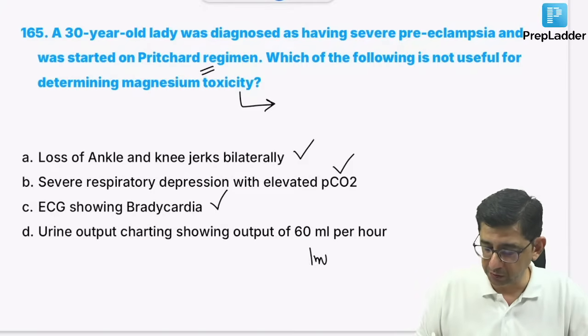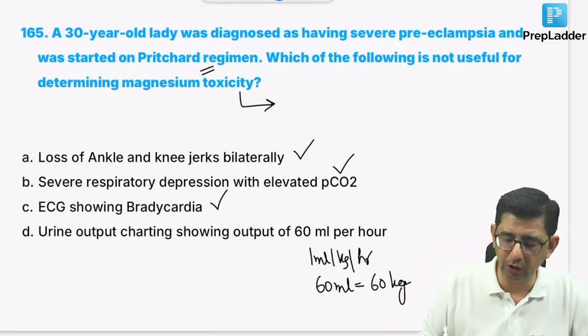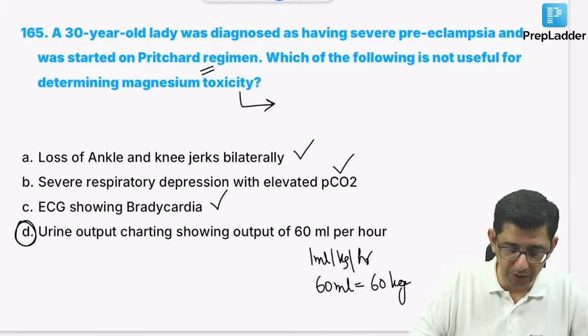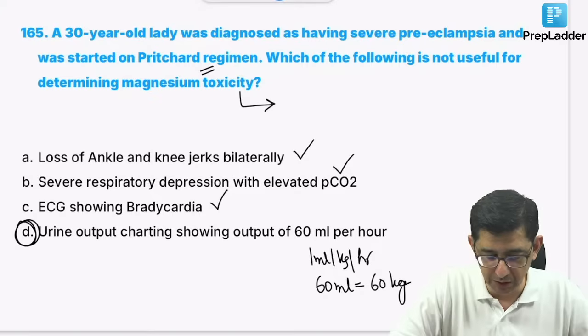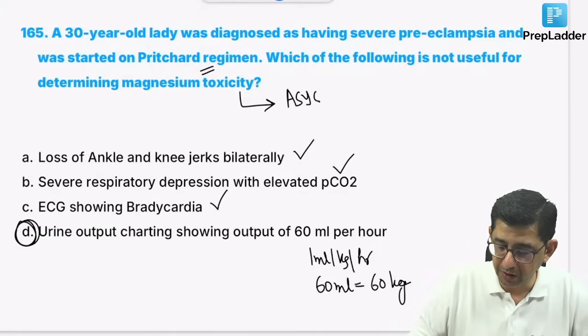Normal urine output is 1 ml per kg per hour. For a 60 kg man, it would be 60 ml. And what you can check out here is that the urine output is showing 60 ml, so that is perfectly normal. So urine output of 60 ml will not be useful for diagnosis. In this case, the answer is option number D. And the cause of death in the patient is cardiac arrest or asystole.